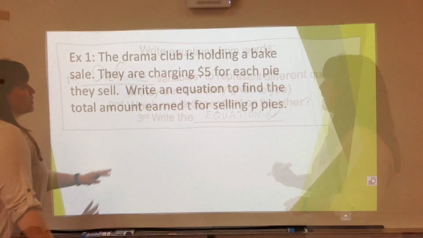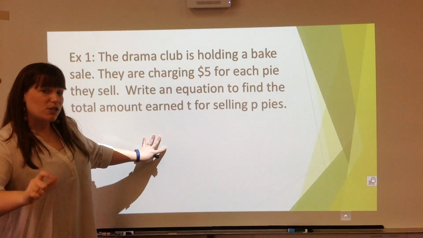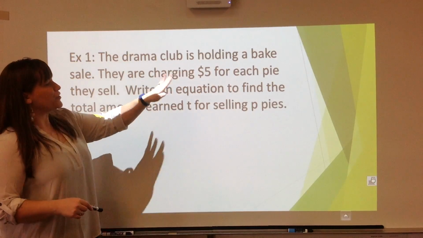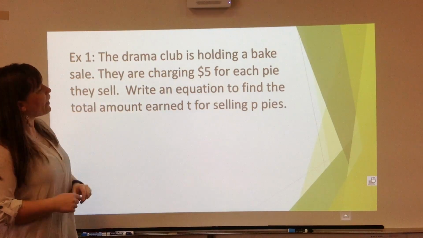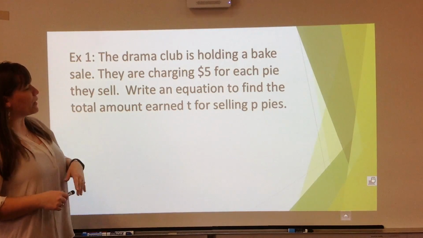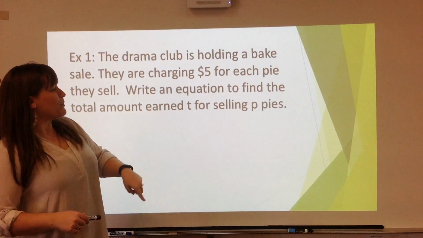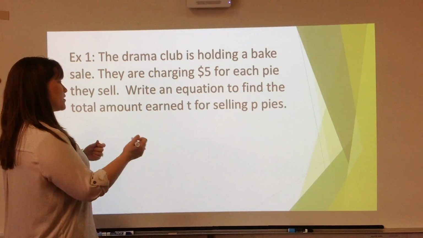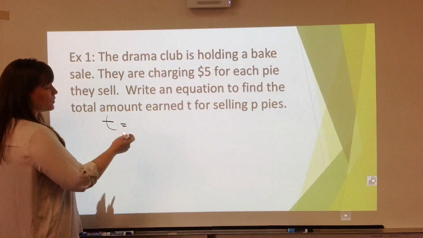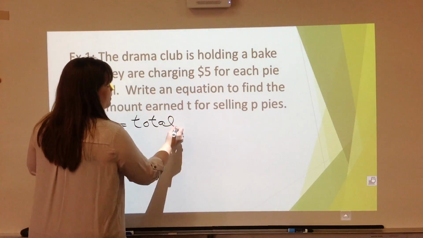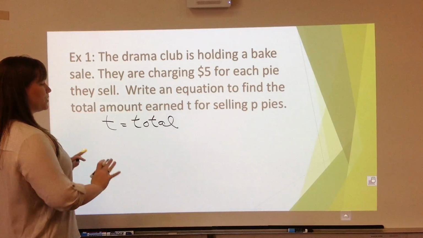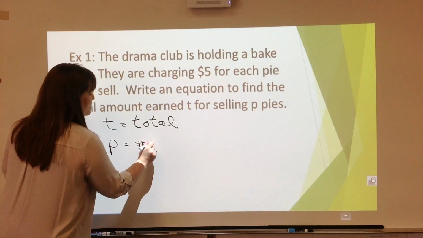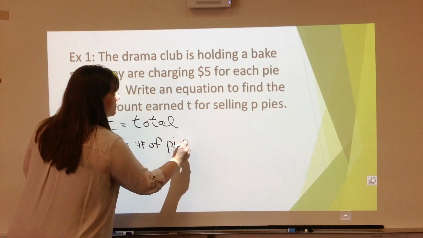So here's a situation describing a relationship, that's a function, with words. The drama club is holding a bake sale. They are charging $5 for each pie they sell. Write an equation to find the total amount earned, T, for selling P pies. So you notice they're giving us letters. First thing we have to figure out, okay, what do these letters mean? T, and I want you to write it out, is the total. They tell us that in the paragraph, so we're just going to remind ourselves the T is for total, the P is for the number of pies, or just pies, that they sell.